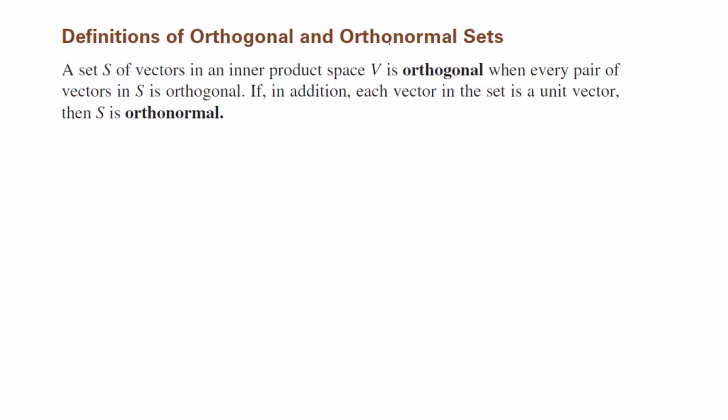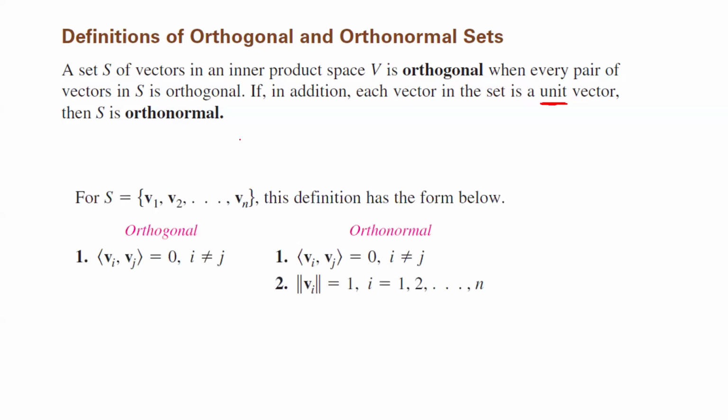Definition of orthogonal and orthonormal sets. A set S of vectors in an inner product space V is called orthogonal when every pair of vectors in S are orthogonal to each other, perpendicular, everybody. In addition, if they are unit vectors, you say set S is called an orthonormal set. So as long as the vectors are unit vectors, the magnitude of each is equal to 1, then you call it an orthonormal set. So that is the distinction between them.